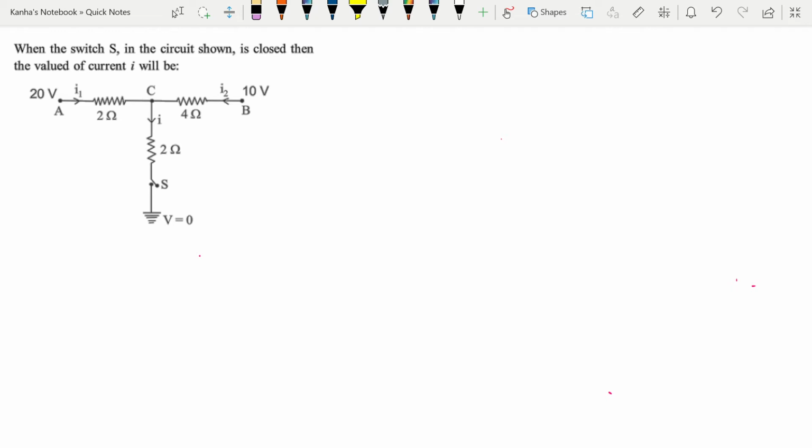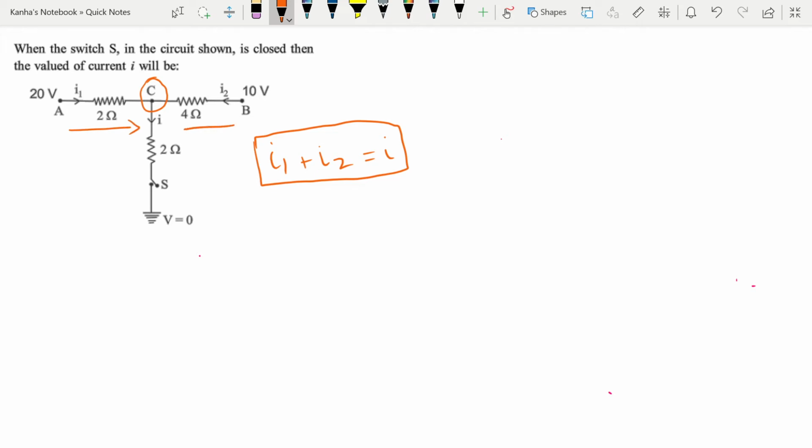Here is another question. When the switch S in the circuit is closed, then the value of the current I will be given by what? So you have a junction C here. You first need to apply Kirchhoff's current rule, which says that I1 plus I2 is equal to I. So the current flowing into the junction is equal to the current flowing out. Now, how do you go about doing this?